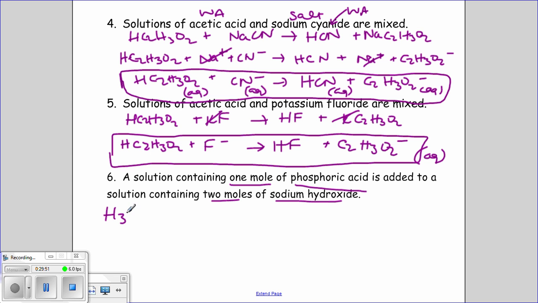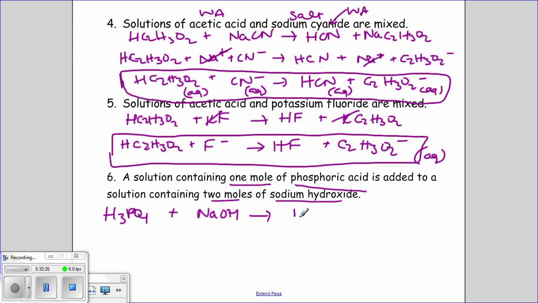So phosphoric acid is H3PO4 because you don't see the hydro, so you know it's a polyatomic ion, and sodium hydroxide. Okay, you know that 2 moles of sodium hydroxide can neutralize 2 moles of H pluses. If you have 3 moles of H pluses here, then you know that not all of it's going to be able to be neutralized. So if 2 of them can be neutralized, you're going to leave 1 of the H's intact with the PO4. Rewind that if you need to hear that again.